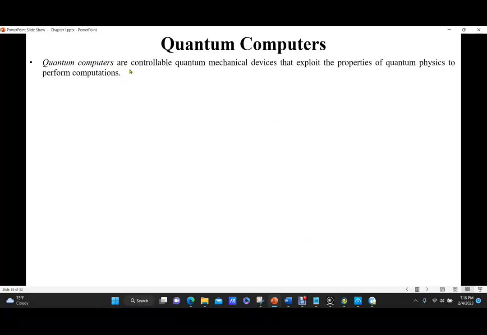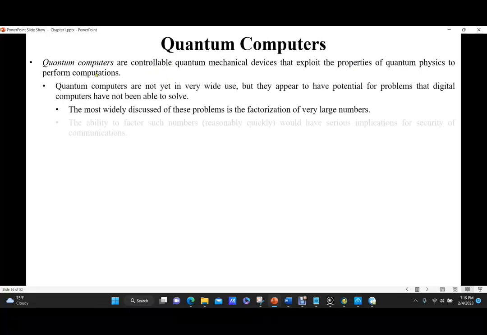Another technique, another implementation, is the quantum computers. These are controllable quantum mechanical devices that exploit the properties of quantum physics to do computations. The quantum computers are not in very wide use at the moment, but they are being developed more and becoming more and more useful. They appear to have potential for solving problems that digital computers, traditional computers, cannot do in any reasonable length of time.